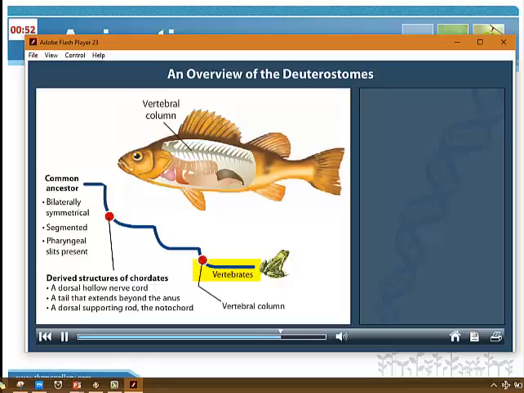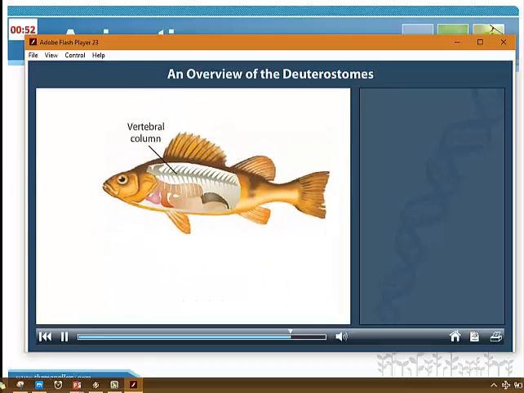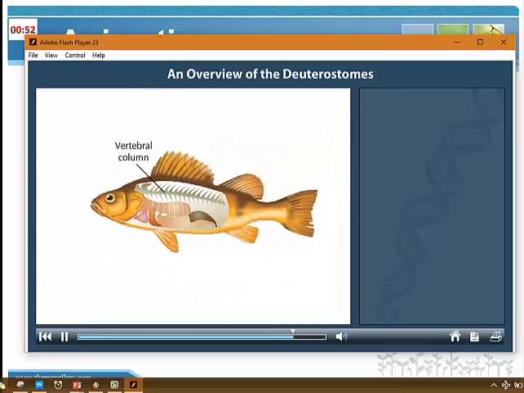The pharyngeal slits found in the common ancestor of deuterostomes are present at some developmental stage in all chordates, but are often lost or greatly modified in adults. Four other key features, in addition to the vertebral column, characterize the vertebrates. They have an anterior skull enclosing a large brain. The vertebral column supports a rigid internal skeleton.